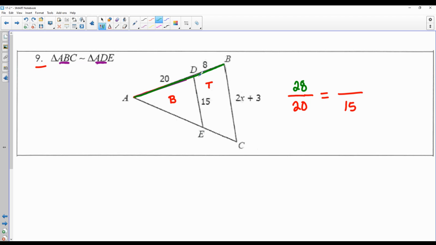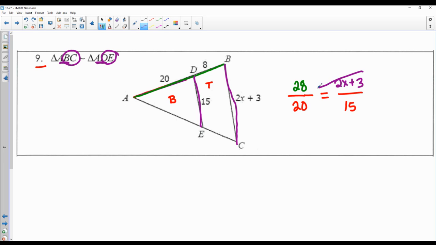Okay, do the same thing for this other side. So this side right here from D to E was 15. So D to E are our last 2. We're going to look at the last 2 here, B to C. So B to C, they've told me, is this 2x plus 3. Now we've got our proportion all set up. Now it's easy to solve.